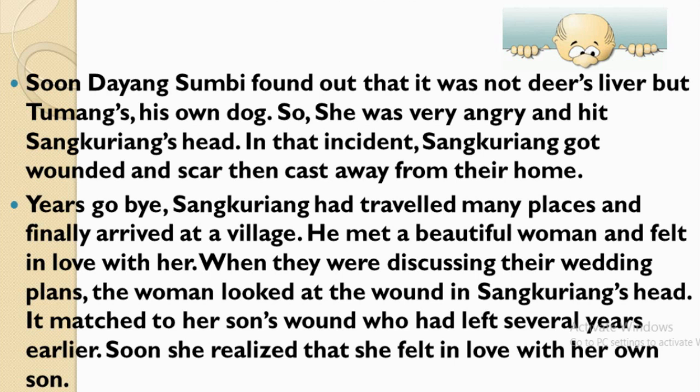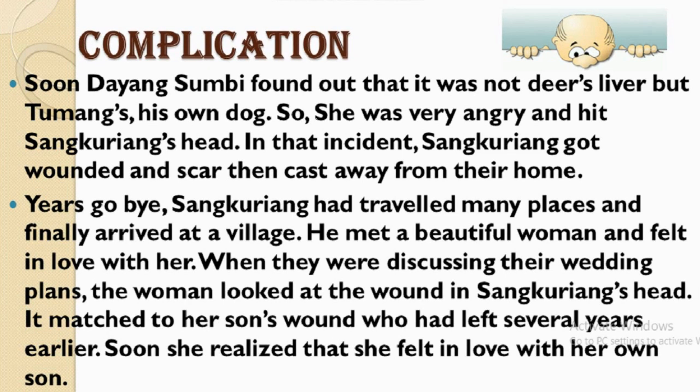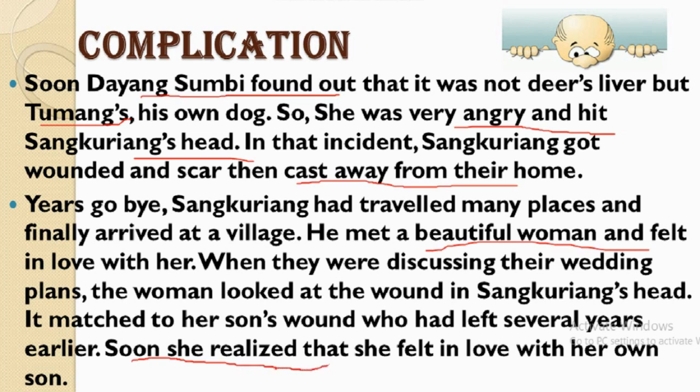Yeah, students, this passage is complication because we can find some troubles here. Start from Dayang Sumbi found out that it's Tumang's liver. And then Dayang Sumbi got angry and hit Sangkuriang's head. And Sangkuriang was cast away from home. The next trouble, Sangkuriang met and fell in love with a beautiful woman who is actually his mom. And finally, Dayang Sumbi realized that she fell in love with her son, Sangkuriang.